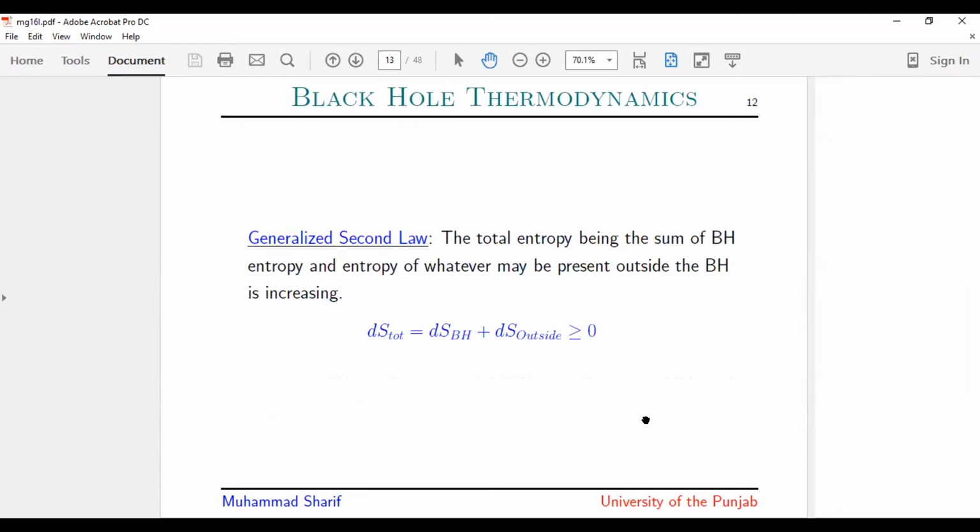The generalized second law of black hole thermodynamics is given here: the total entropy, being the sum of black hole entropy and entropy of whatever may be present outside the black hole, is increasing. So this is the mathematical statement of this, which is the generalization of the second law.